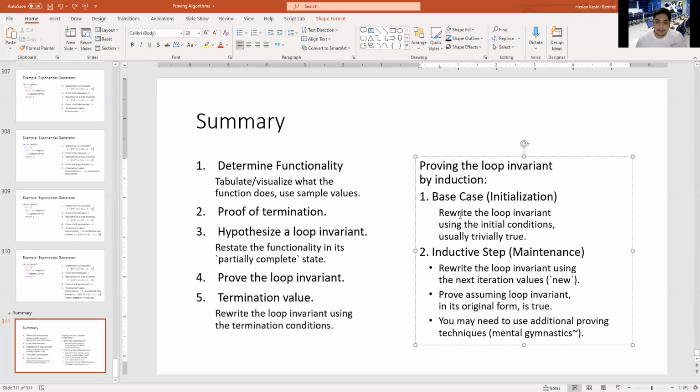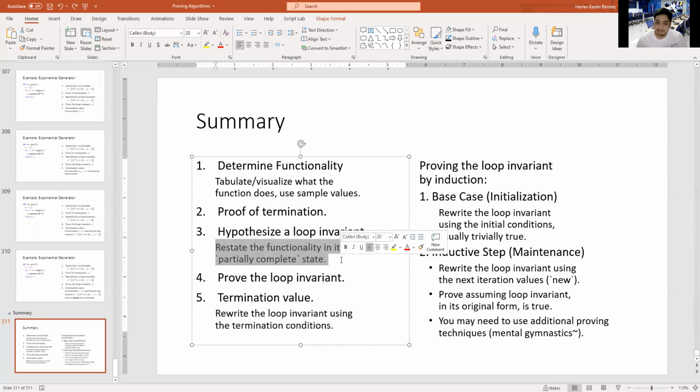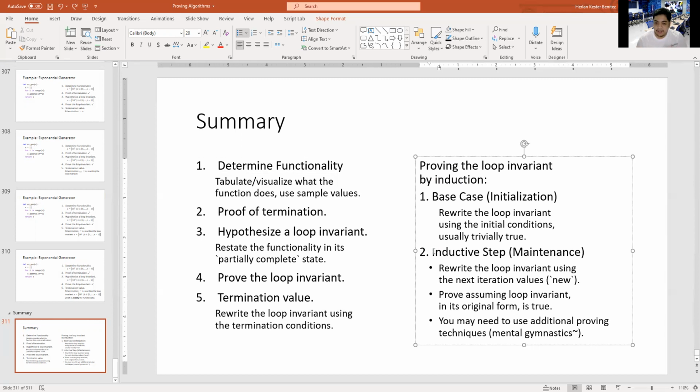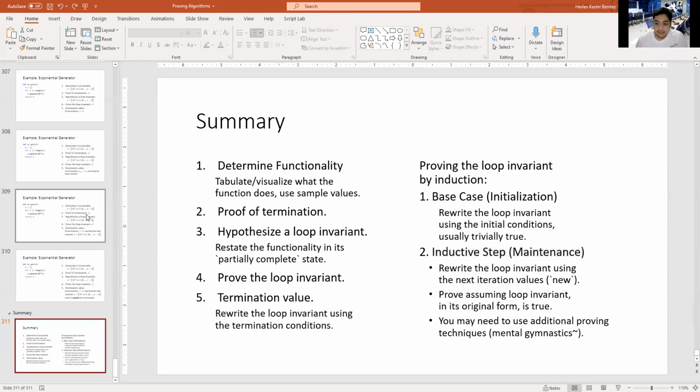So you saw earlier how we restate the functionality with its partially complete state, given its complete-state functionality. And then we also showed that in the inductive step, or when proving the loop invariant, we used other proving methods such as contradiction to prove the inductive step. So yeah, that will be all for this session.